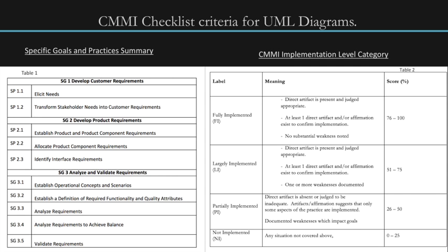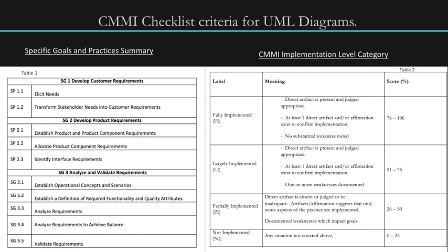So under specific goal 2 we have develop product requirements. Under that, we have establish product and product component requirements, allocate product component requirements, identify interface requirements. But these are under specific practices. 2.1 corresponds to establish product and product component requirement.